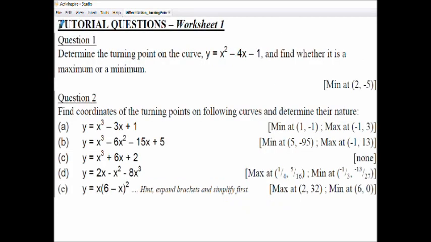Okay, I'm going to leave you with a few tutorial questions to have a little look at. I'm just going to give you some hints to them here. Question 1 is a very standard process. We've been through a similar process on the examples, so I'll leave you with question 1 to have a look at. There's one turning point. Question 2 has 5 subparts to it. For part A, you'll find that's a direct solution.